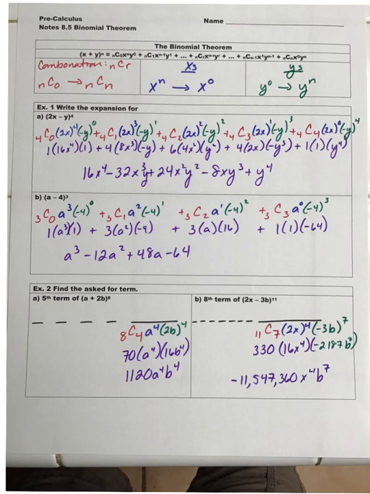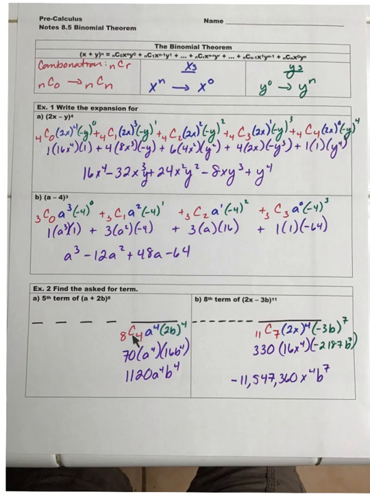So what I like to do is just write out 1, 2, 3, 4, and then here's the term I'm looking for. So now I'm going to follow these patterns. So this would be 8C0, 8C1, 8C2, 8C3, 8C4. Whatever's in the first position, a to the eighth, a to the seventh, a to the sixth, a to the fifth, a to the fourth. Whatever's in the second position, 2b to the 0, 2b to the first, 2b to the second, 2b to the third, 2b to the fourth.